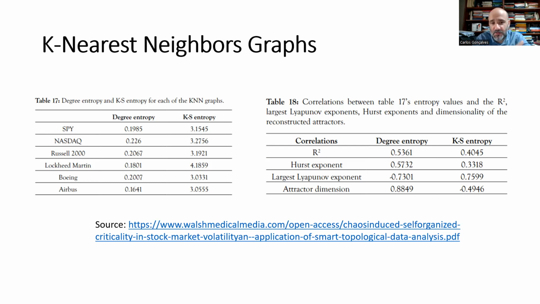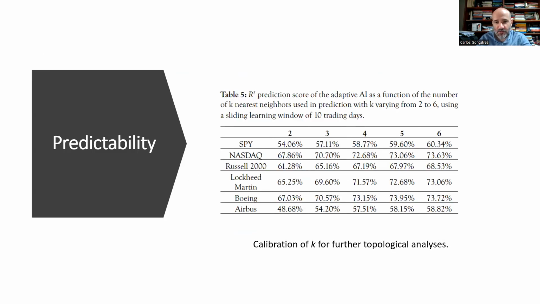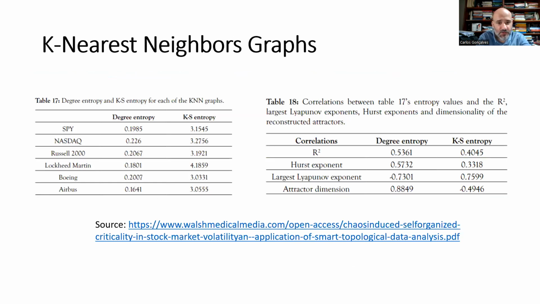But we also calculate two entropies for the k-nearest neighbors graphs, the degree entropy and the Kolmogorov-Sinai entropy, using for each series the value of k that was calibrated from table 5 of the article, which we show here. So here we show the degree entropy and the KS entropy. The degree entropy is actually a relative entropy, calculated relative to the highest entropy. If it was equal to 1, this would mean that the degree distribution would be the maximum entropy distribution. What we find here is that the degree entropy is very low, so we have a topological structure in the k-nearest neighbors graphs that is lower than maximum entropy.